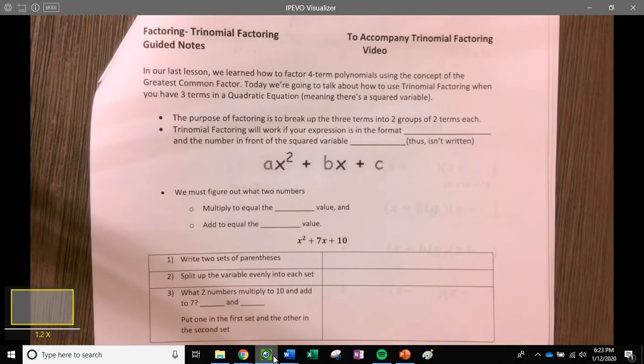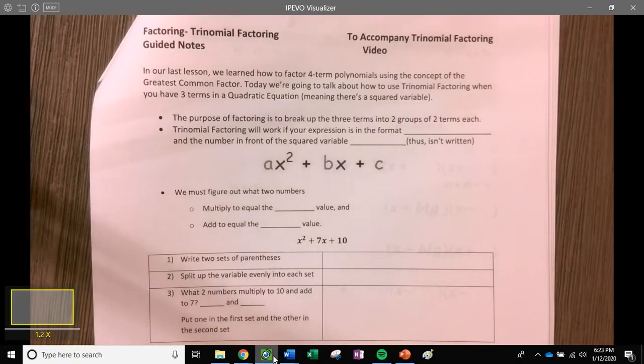So, we used GCF as kind of like a first stop. Always check for a GCF first. And then if you have four terms, you're going to group. Well, now we've got three. And there's two different types of trinomial factoring, two different things that you can do when you have three terms. And we're going to talk about one of them right now.